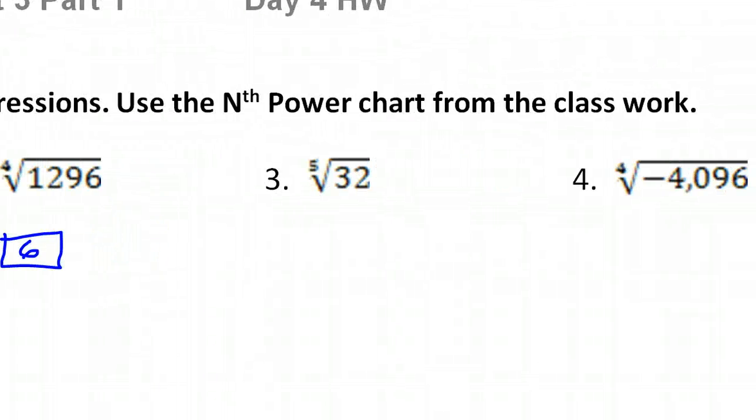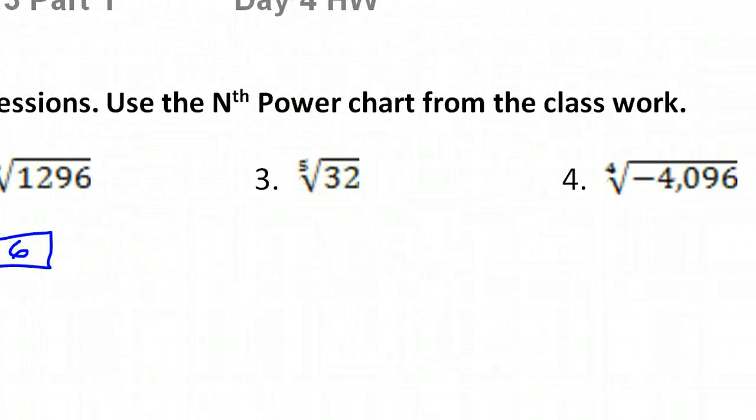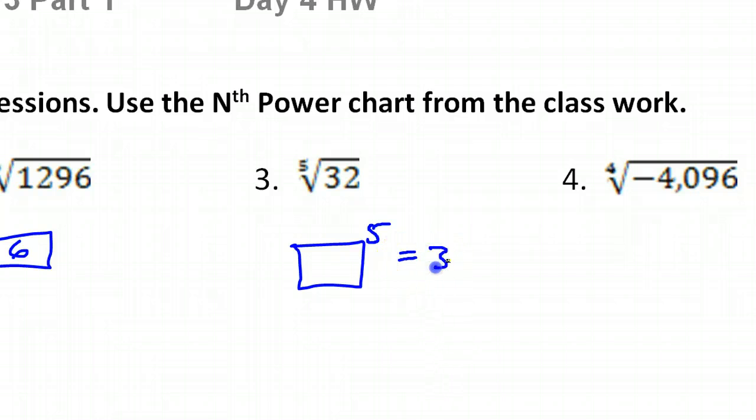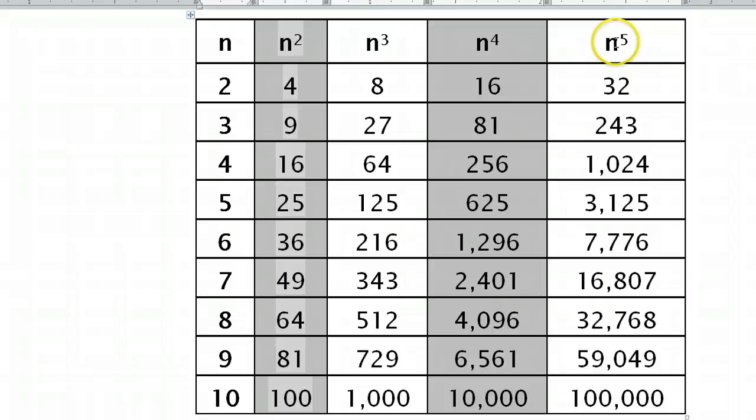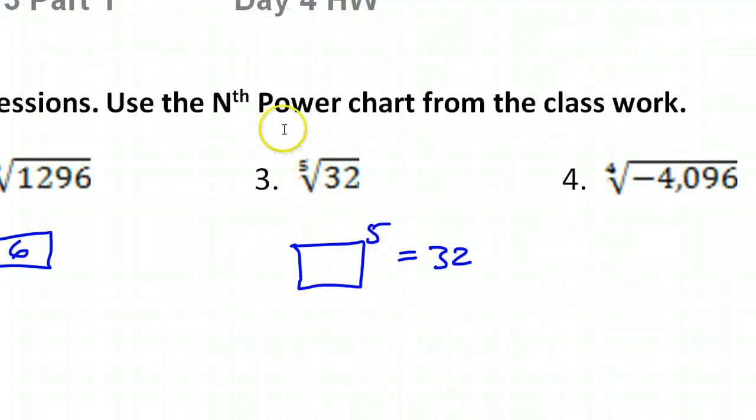Okay, looking at number 3, the fifth root of 32. This answers the question, what to the fifth power will equal 32? Well, glancing at the chart, fifth power, I see the 32 right away. 2 to the fifth power is 32. So that means the answer here must be 2.